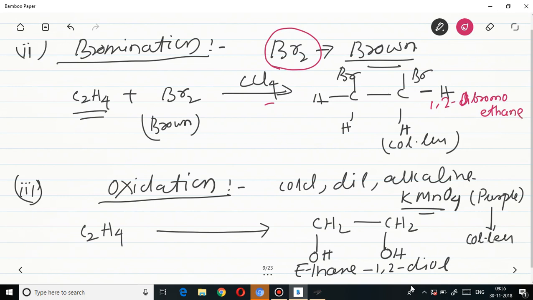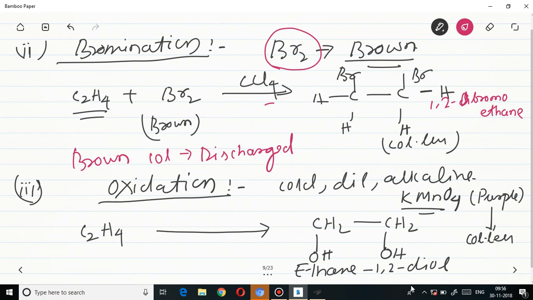So this compound is colorless. So the brown color is discharged. But if you add bromine to an alkane or to ethane, the brown color will not be discharged because bromine will not react.